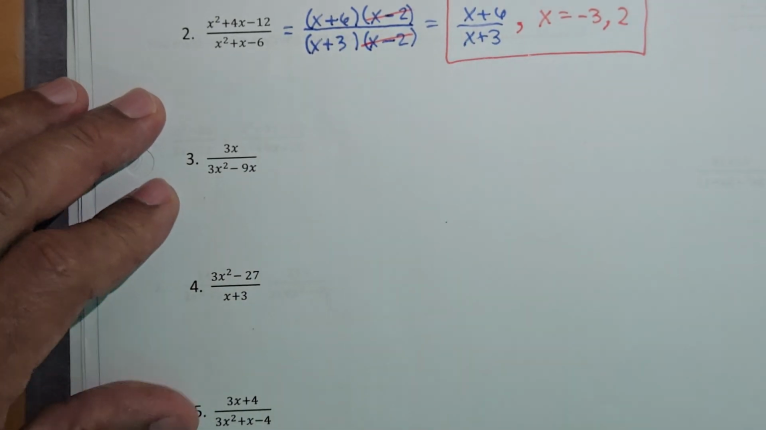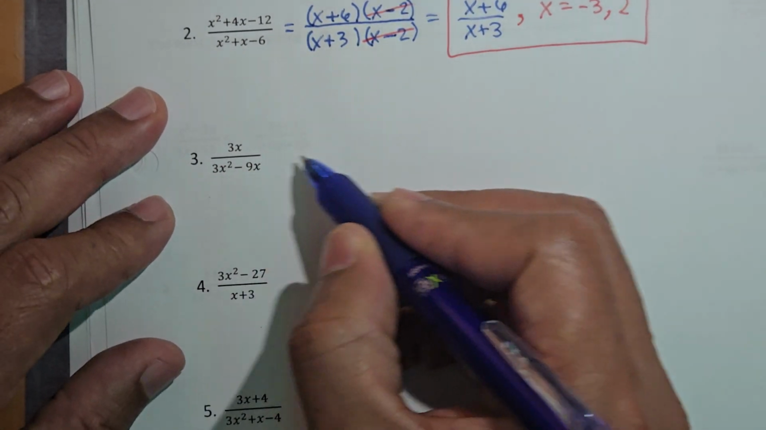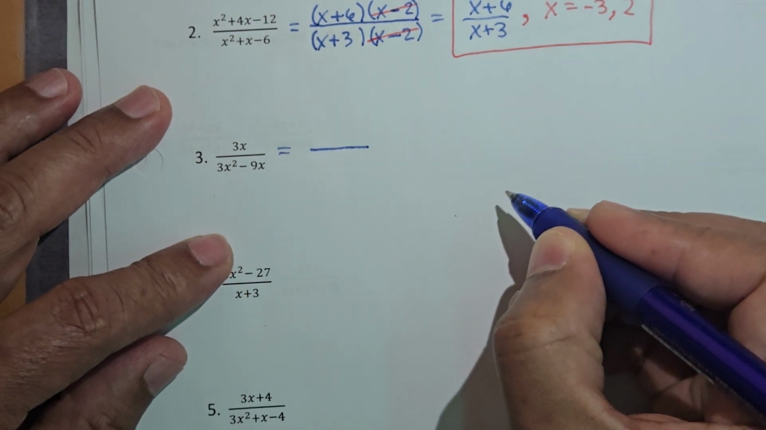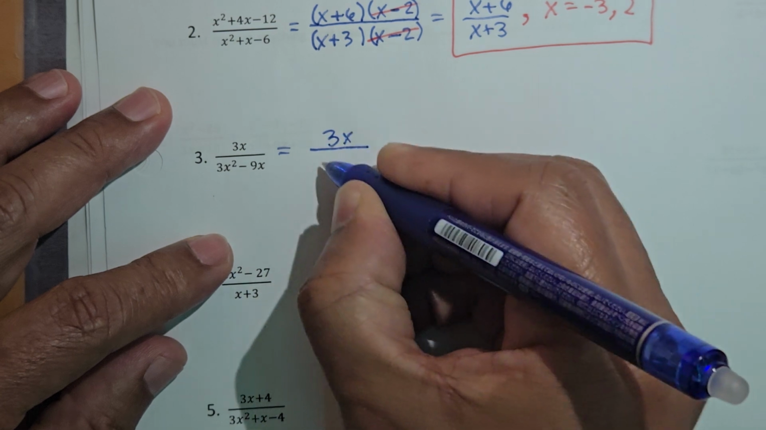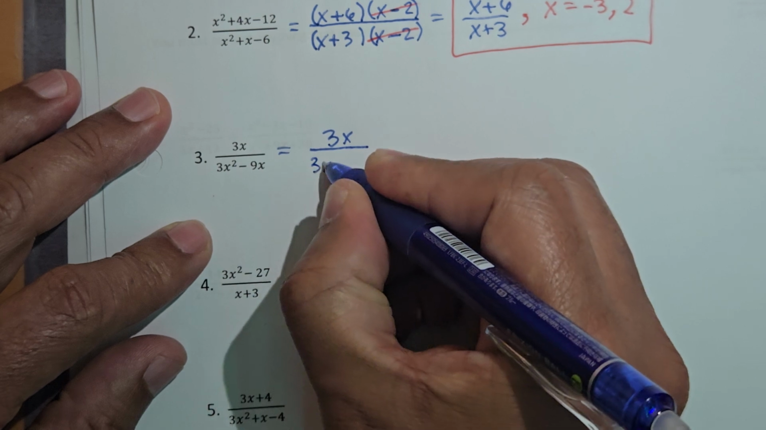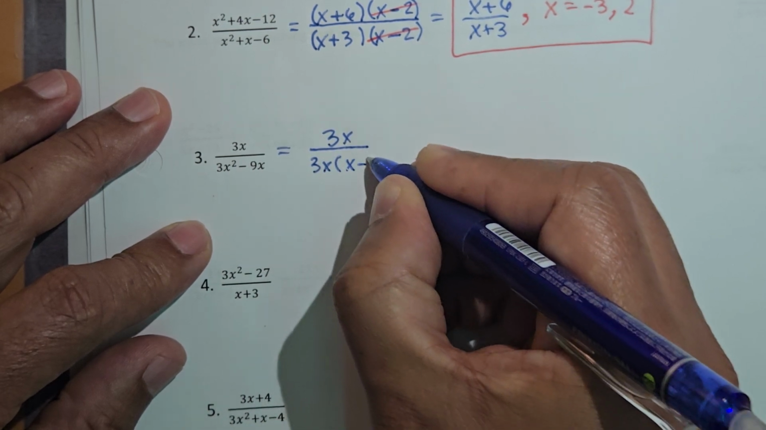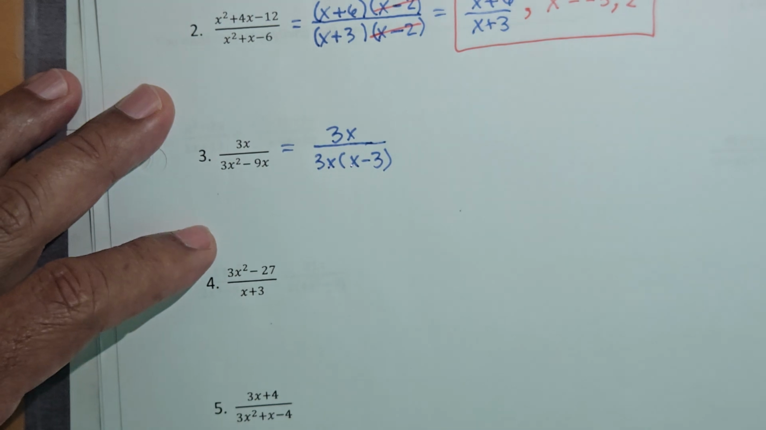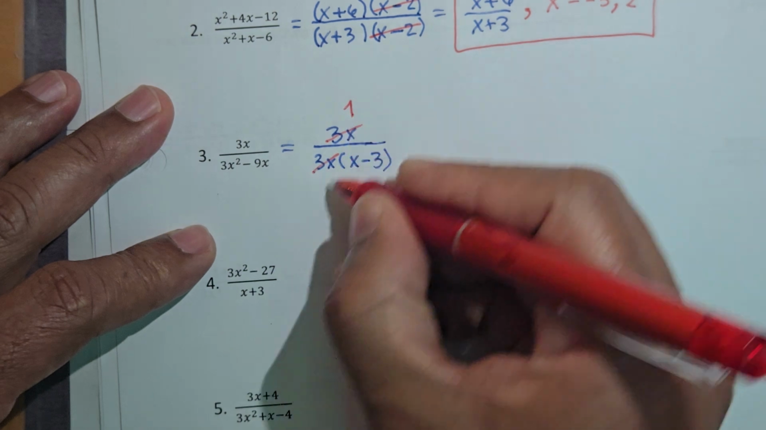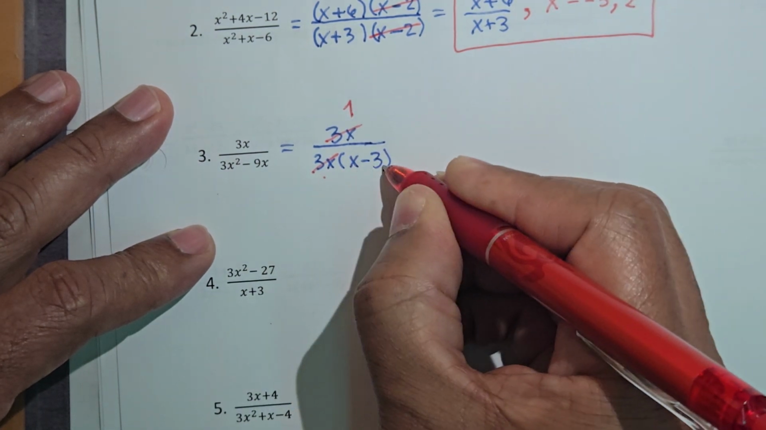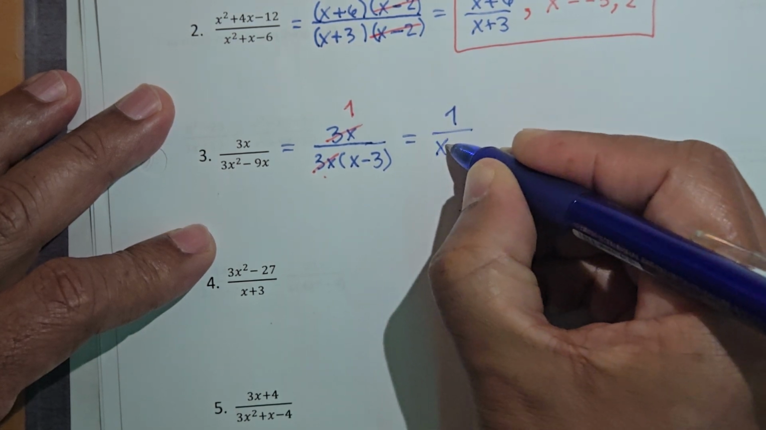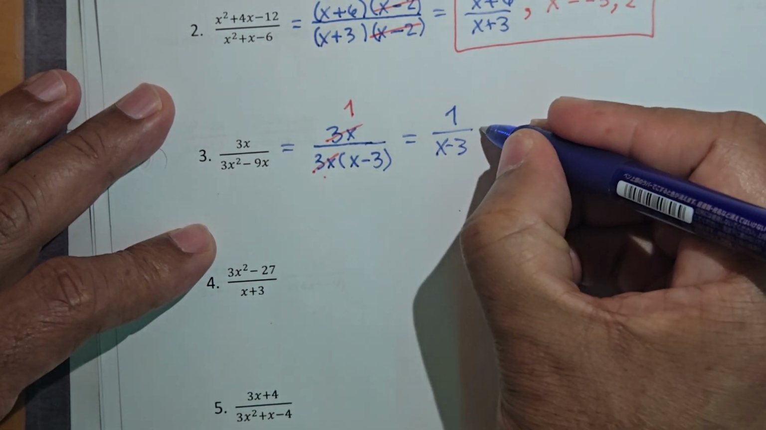Okay, next example. So for this one, at first we don't see that anything simplifies, but don't forget that there's always possibly a GCF. So there's a GCF of 3x in 3x squared minus 9x, so I'm going to factor it out. So then this now becomes x minus 3. As you can see, this one and this one simplify, but be careful here. This becomes a 1 and this becomes a 1. But if you multiply 1 times x minus 3, you still get x minus 3. So the answer to this one is 1 over x minus 3. But then restrictions for this one.